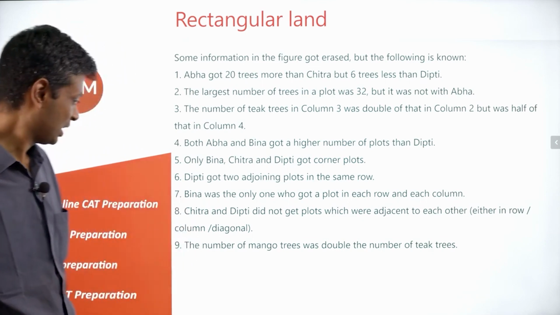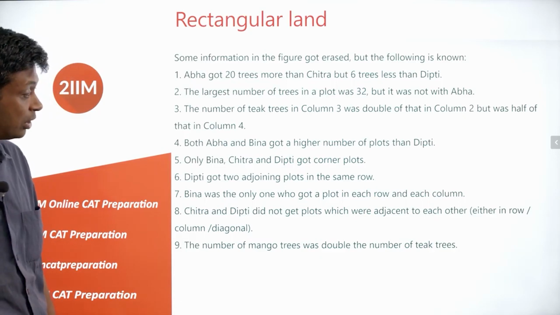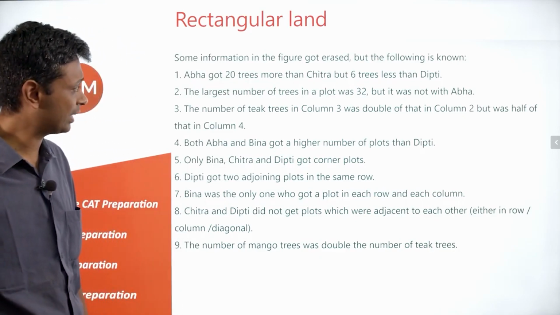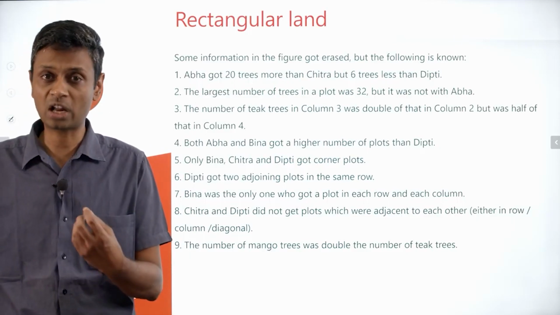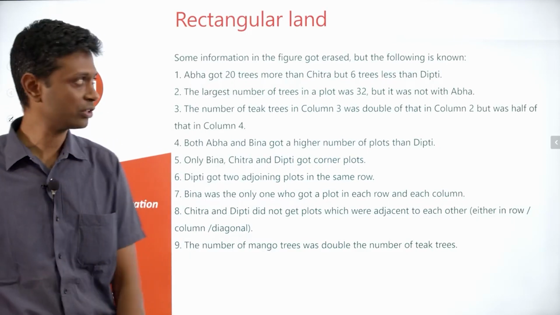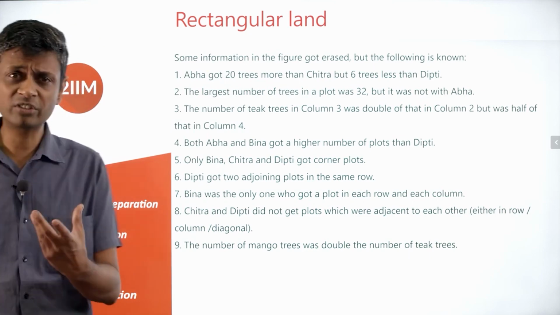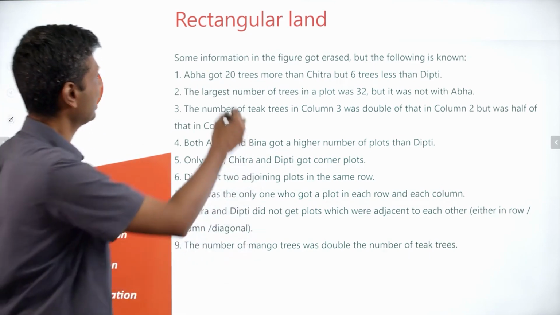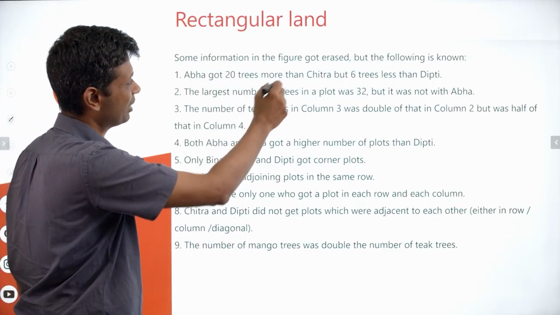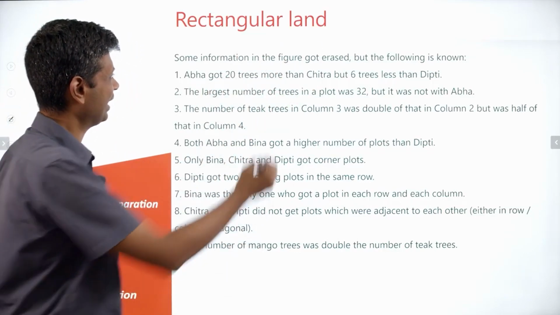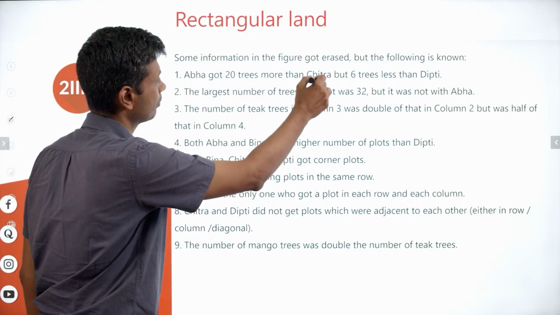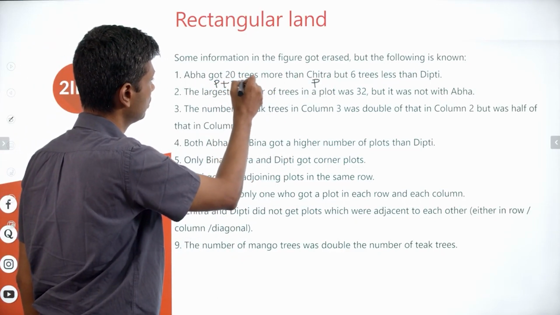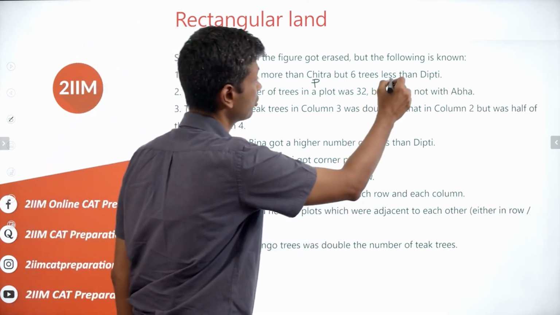We'll come there. The number of mango trees was double the number of teak trees. Lovely set of constraints. Obviously, it's going to be very tough thinking of which constraints to carve out first. So I'm going to make some big inferences about some crucial constraints and then build from there. Here, Abba got 20 more than Chitra, but 6 less than Deepti. So Chitra gets P, Abba will get P plus 20, and Deepti will get P plus 26.